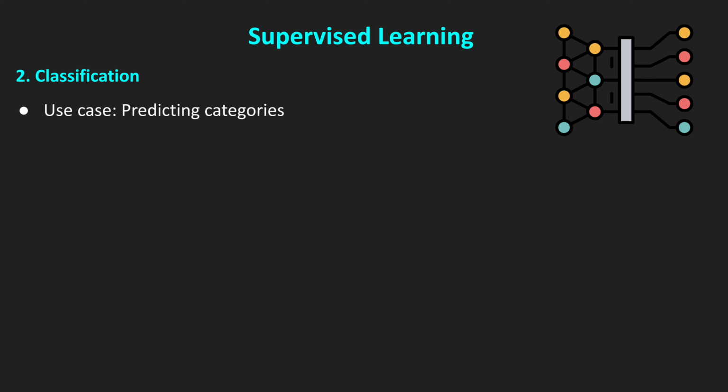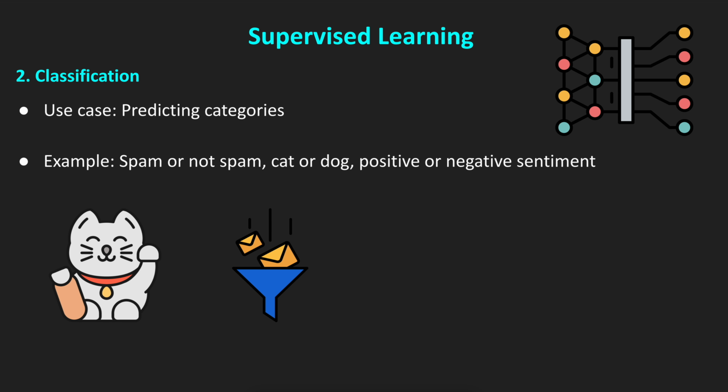The next type of supervised learning is classification. It's used for predicting categories. As we have seen in the previous example, for example, recognizing a dog or a cat, spam or not spam, or recognizing positive or negative sentiment.